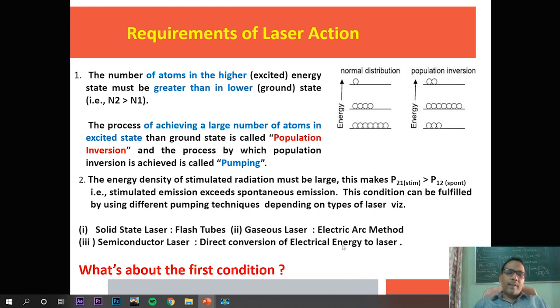So the ordinary laser which is used in PowerPoint presentations is that semiconducting type laser, where we generally use a simple battery. We just switch it on and we get the laser beam. So what about the first condition, that N2 must be greater than N1? How can it be fulfilled?